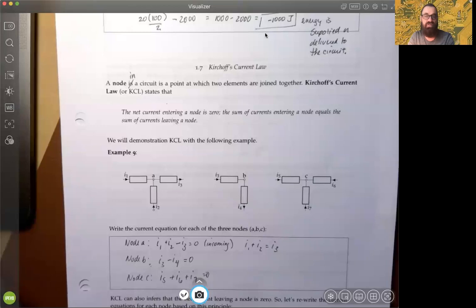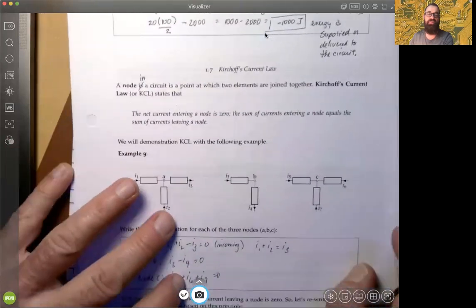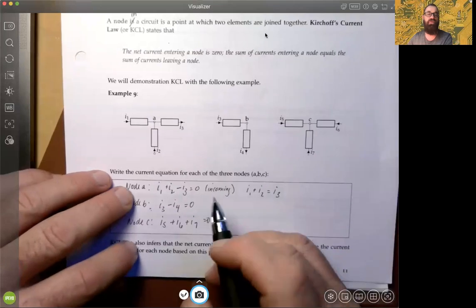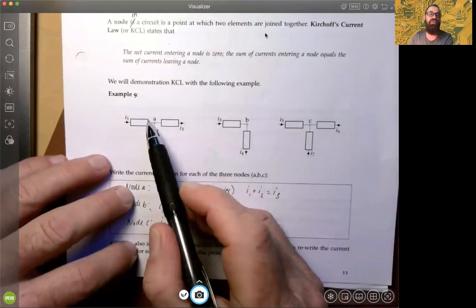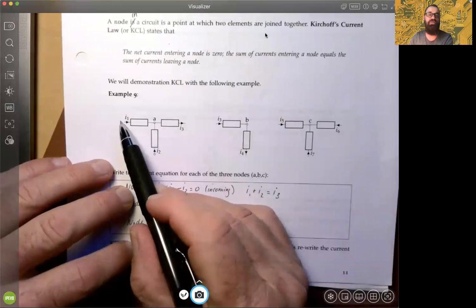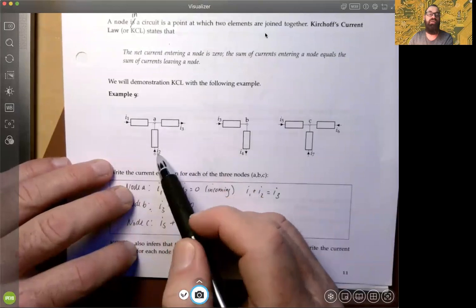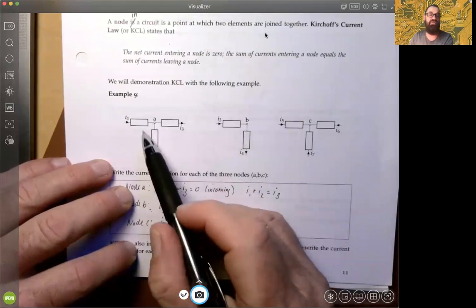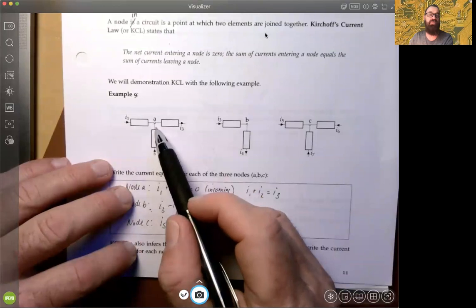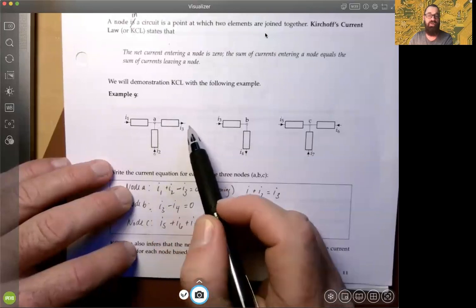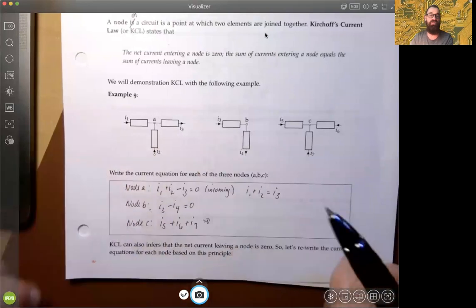We're going to illustrate KCL, Kirchhoff's current law, with the following three examples out of example 9 on page 11 of the workbook. We'll start off with node A. You can see you have three circuit elements, and a current I1 flowing from left to right toward A. You have another current, I2, coming from the bottom up into node A. So these are two incoming currents, and I3 is an outgoing current coming out of that node.